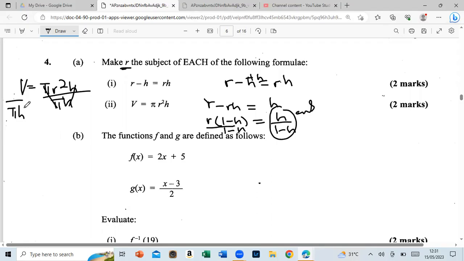But we are not finished because we don't have r by itself. So let's see what we have. We have b over pi h is equal to r squared. So now we take the square root to get rid of the square. So our final answer would be r equals the square root of b over pi times h. And that will give us a further 2 marks.